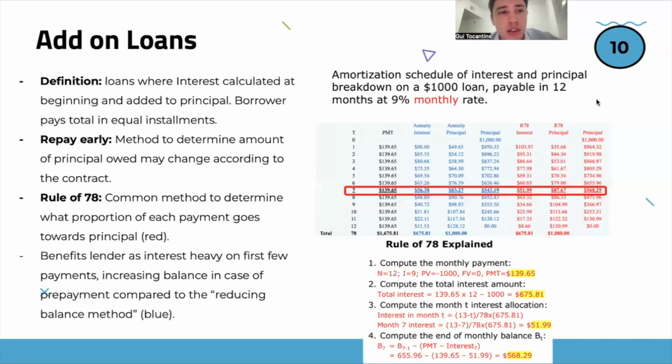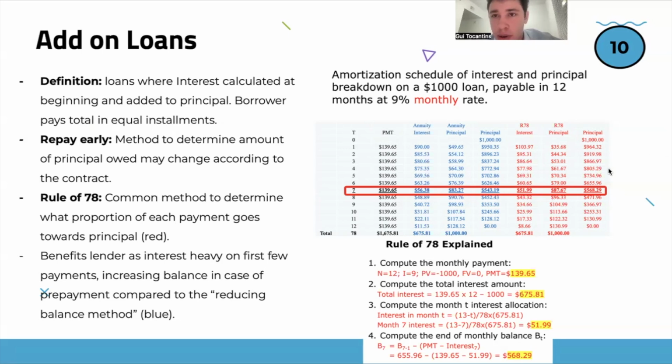And then moving on to add-on loans, the definition is a loan where the interest is calculated at the beginning and is added to the principal. So the borrower pays the total in equal installments. To repay early, that depends on the method to determine the amount of principal owed, which may change according to the contract. So for example, you have the rule of 78, which is a common method to determine what proportion of each payment goes towards the principal.